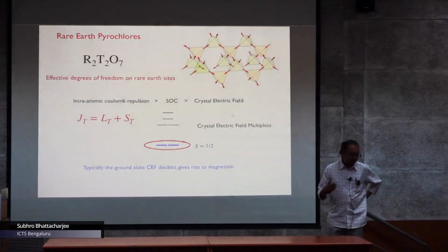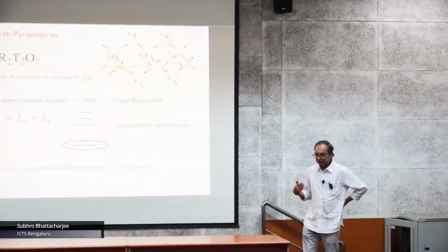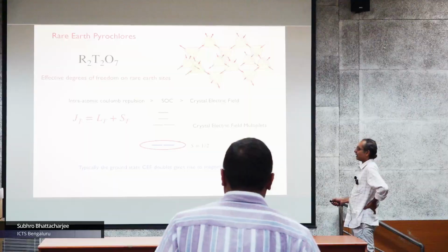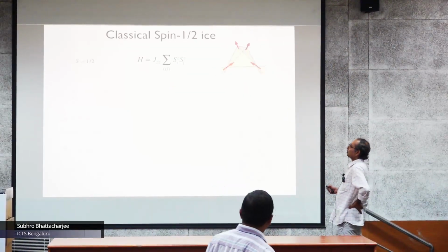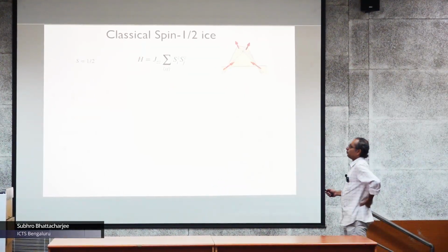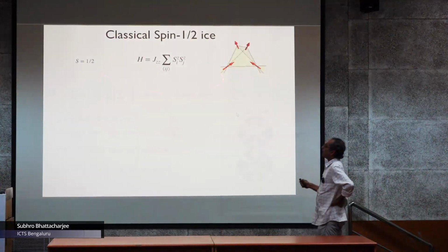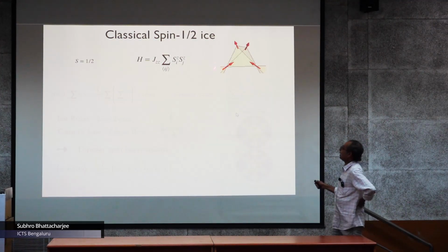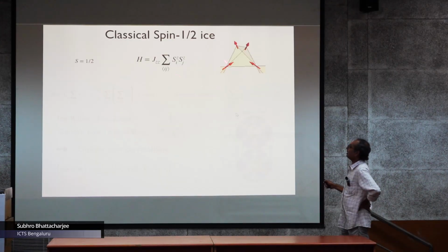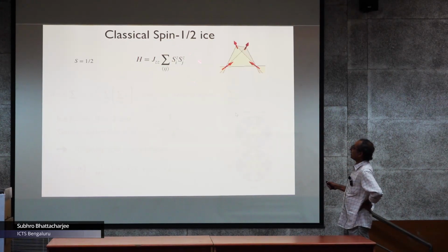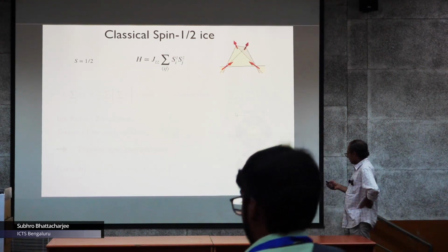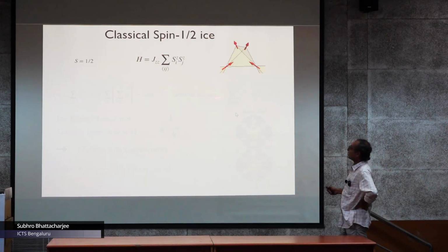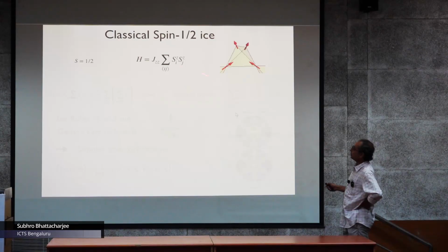And once we think about these rare earth pyrochlores, we usually think about the magnetism coming from this lowest energy doublet. For these spin half doublets, one then tries to write down spin Hamiltonians, like in the simple classical case, the nearest neighbor Ising Hamiltonian, and then one tries to understand their properties, particularly because this is a corner sharing geometry.